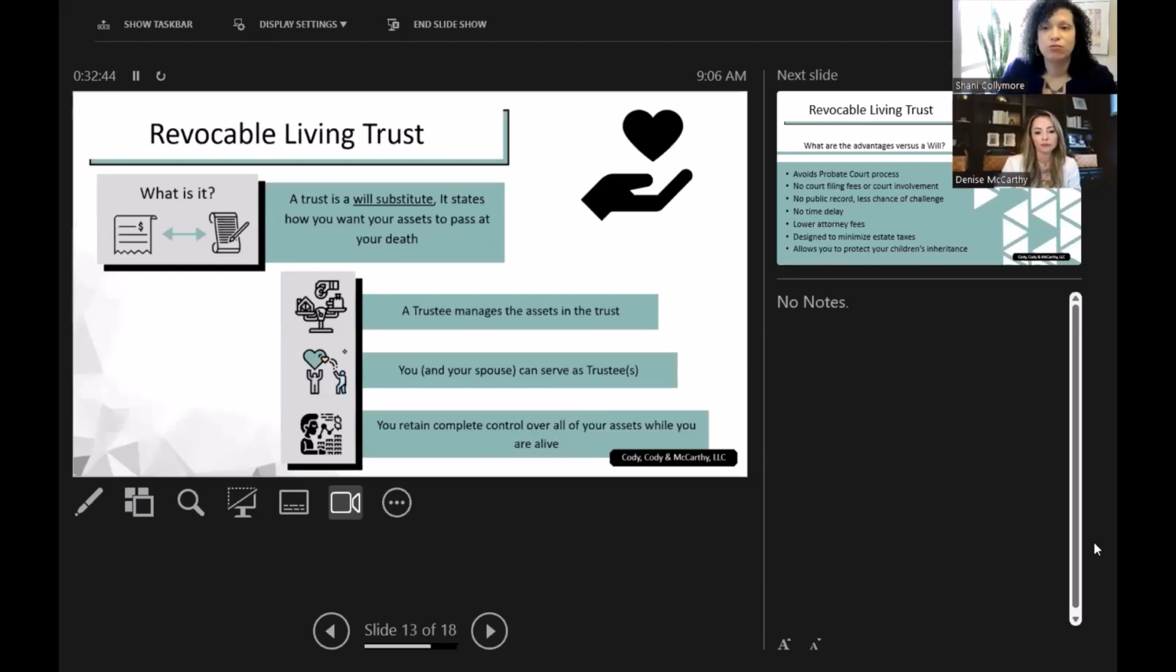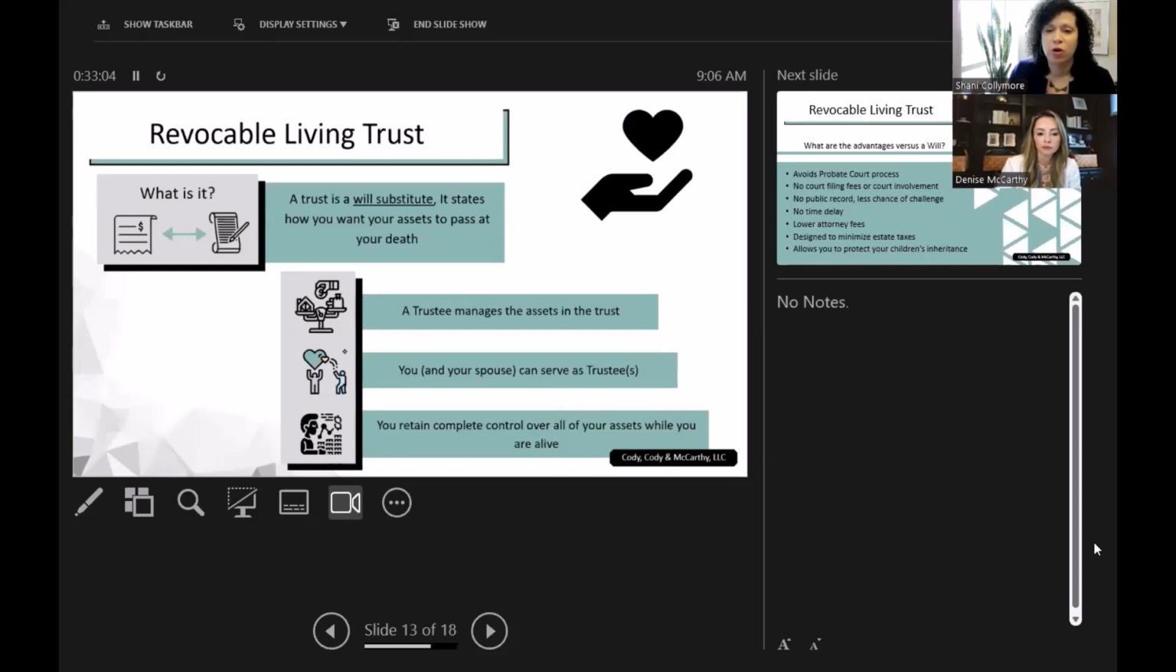So essentially a revocable trust is like a will substitute, and it's going to state how you want your assets to pass at death. But instead of a personal representative managing all of your assets, you're going to have a trustee that manages all of your assets. So some of the terminology sort of changes a little bit.